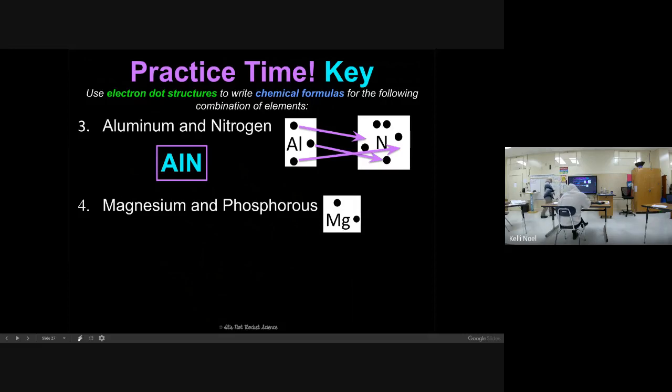Magnesium, we've used it before, Mg. It has 2. Phosphorus, I believe it's like nitrogen, it has 5. Yes, it's right below nitrogen. So I'm going to do it like this. So 1, 2, 3. I need another magnesium to get my third one. I need another phosphorus now. I still have 2 empty spaces, another magnesium. And so this time it's going to be Mg3P2.